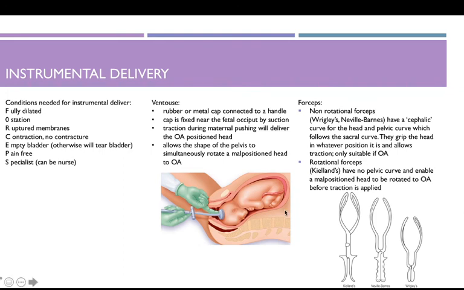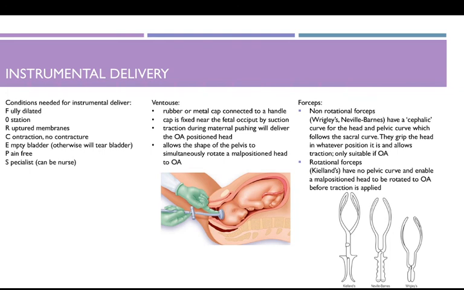You have ventouse, where you get a rubber or metal cap and you apply suction, and the cap is attached to the fetal head, and it occurs during maternal pushing, and it allows the shape of the pelvis to simultaneously rotate a malpositioned head to OA. So if the baby's not in OA, you can rotate at the same time.